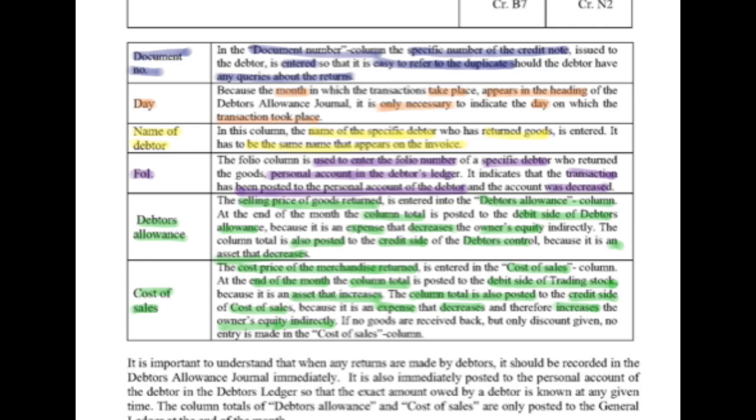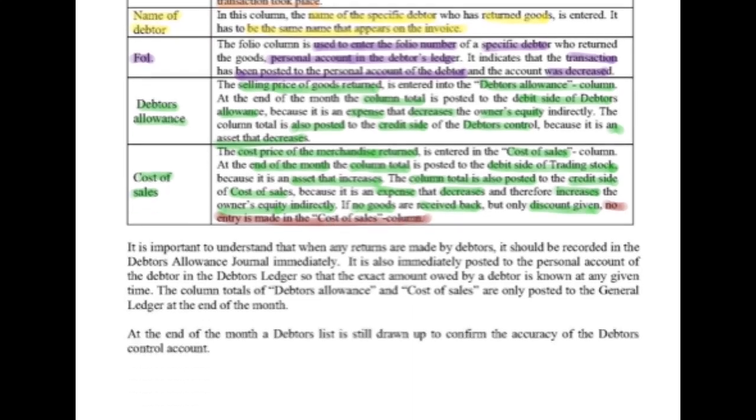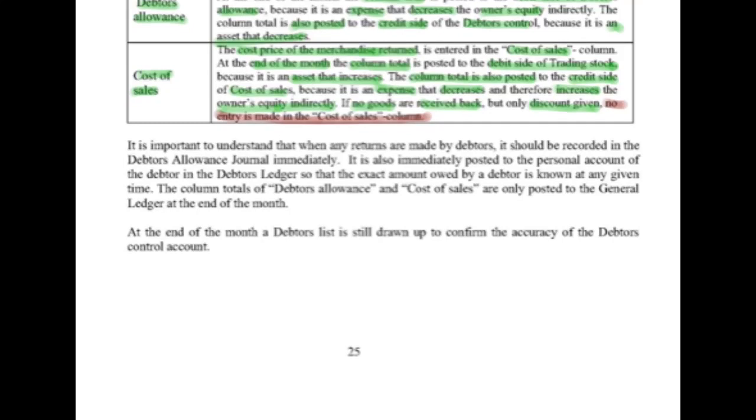So if no goods, this is important, if no goods are received back, but only discount is given, then very important, no entry is made in the cost of sales column. So this is an exemption to the DAJ.